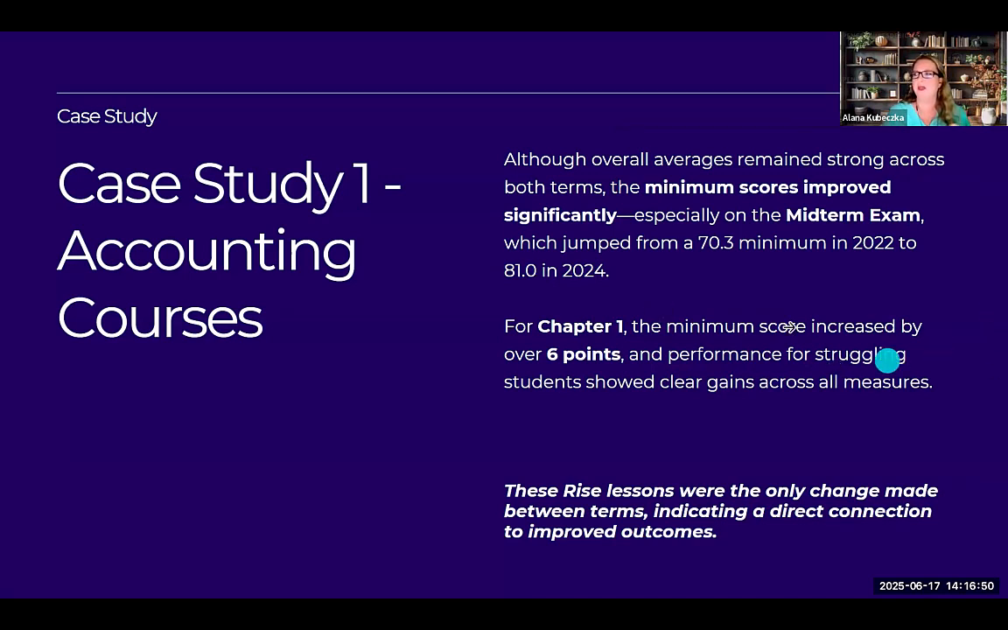So it jumped from the minimum from a 70.3 to an 81. And so that was pretty impressive when the only thing that changed, well, I mean, the students changed, right? Because it's not the same students every semester, but still to have that big of a jump in the lowest score in the course on their midterm exam, I thought was really impressive. And then for chapter 1, the minimum score increased over 6 points. So I think that's huge, especially in a class like accounting, which a lot of students take.